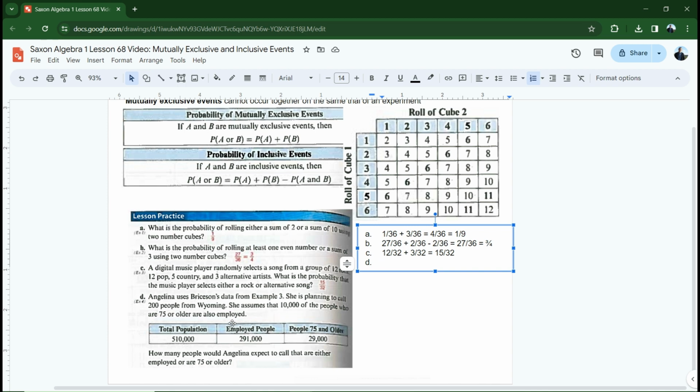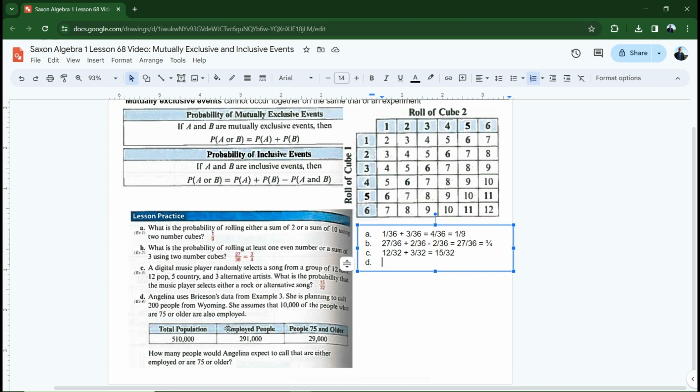Okay, now let's just look at what our data shows here. Bryson has a total population of 510,000. If she's going to call somebody at random, what is the probability that she's going to find somebody who's employed? Well, it's going to be 291,000 over 510,000. It's going to be that proportion, or I'm sorry, that probability. And what's the probability she's going to call somebody 75 and older? It's going to be 29,000 over 510,000.